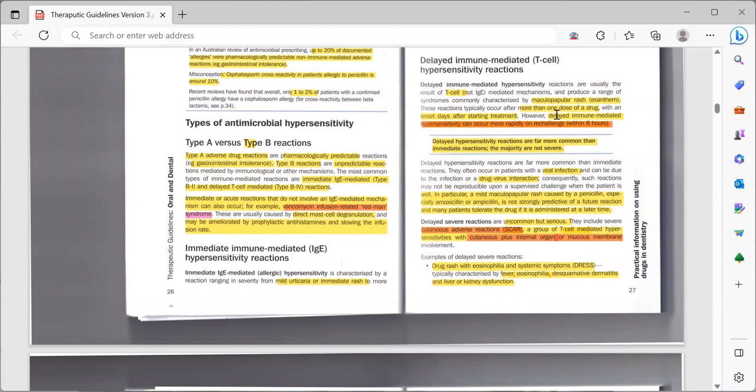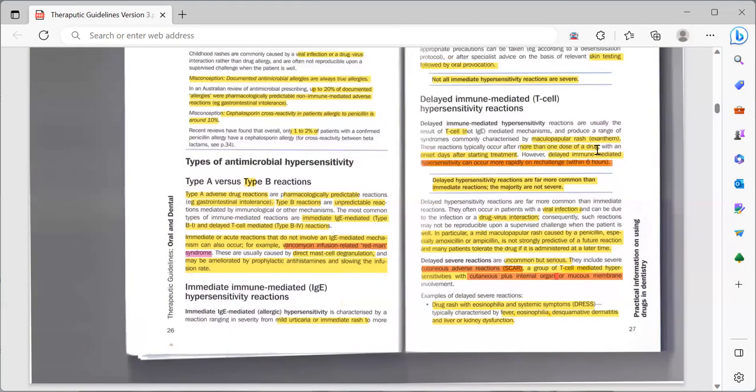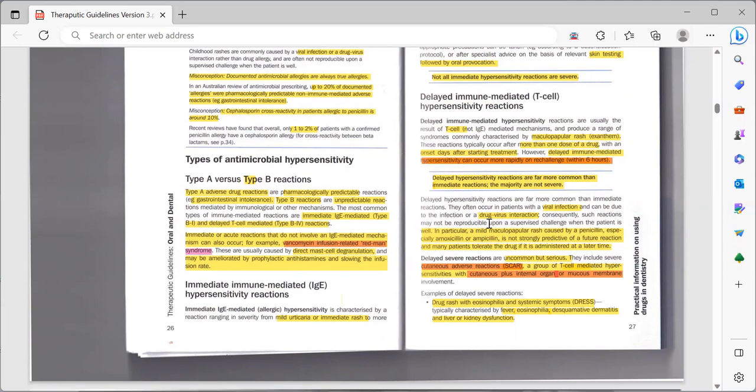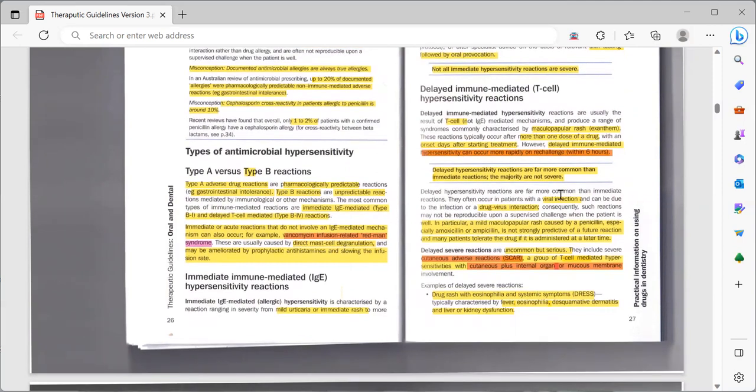The most important thing here is that delayed immune mediated hypersensitivity reactions can occur more rapidly on re-challenge, within 6 hours. If the patient has taken any medication and repeats the dose after 6 hours, or generally we ask the patient to repeat the dose, take it 6 hourly or 8 hourly, then on re-challenge the chance of this reaction happening is greater. Delayed hypersensitivity reactions are far more common than immediate reactions.